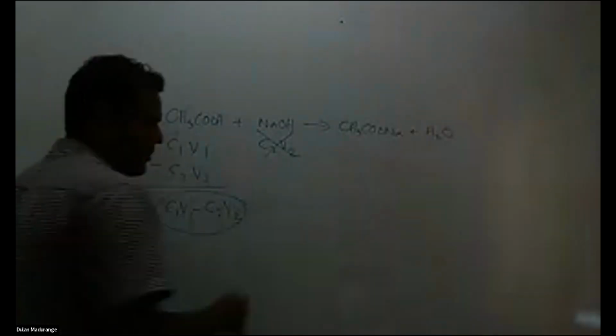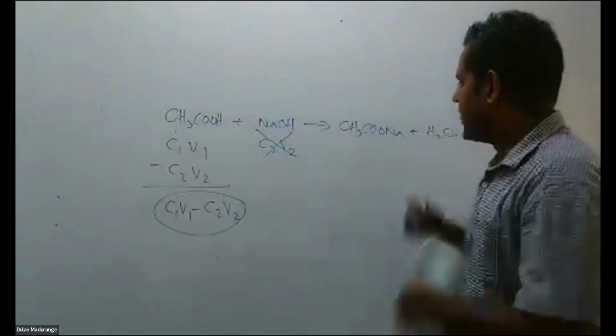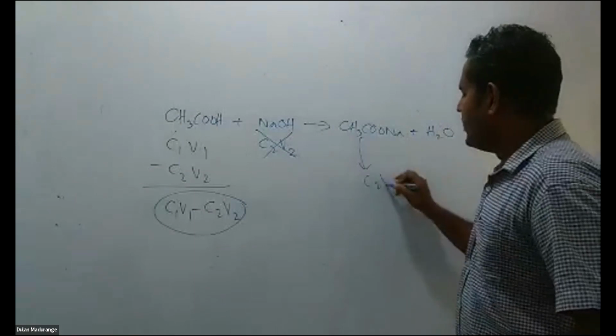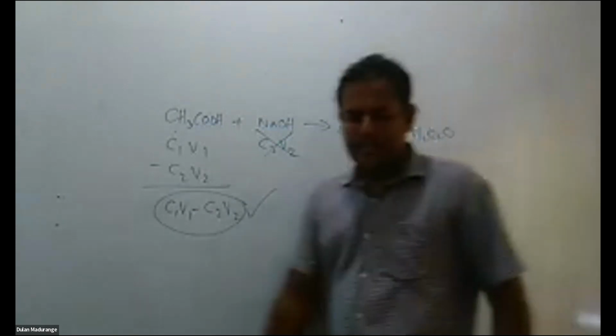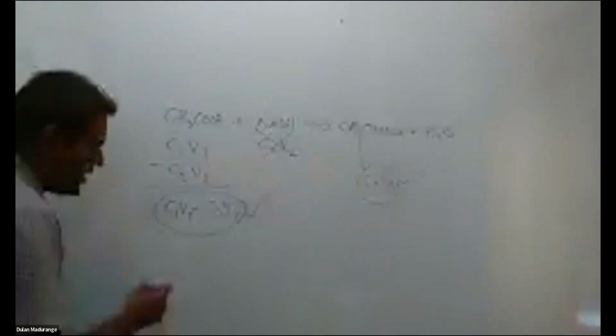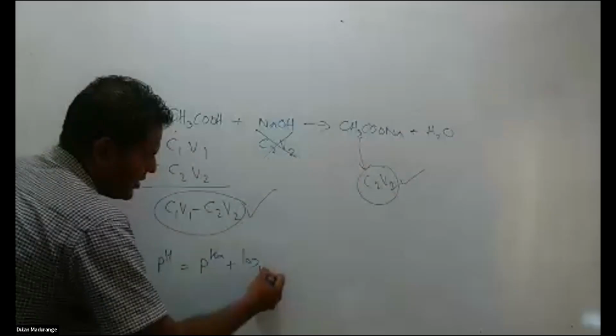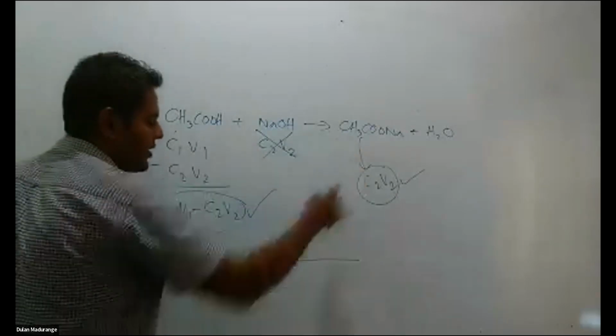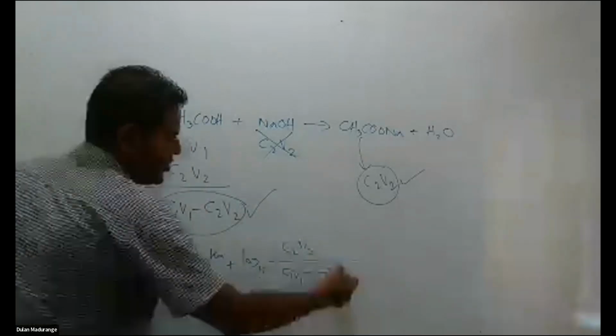This is what you have. So from the acid, C2V2 is reacting, and actually C2V2 of sodium acetate is produced. So this is the amount of the salt, and this is the amount of the weak acid, right? So you can apply the Henderson equation now. pH equals pKa plus log10 of salt over acid. What is the salt? C2V2. What is the acid? C1V1 minus C2V2.